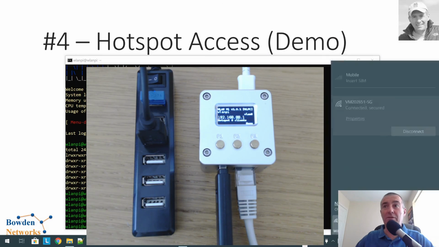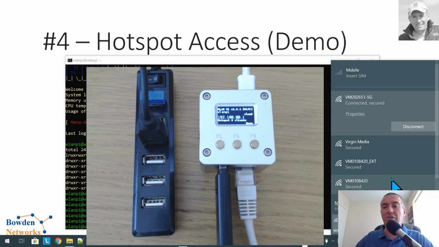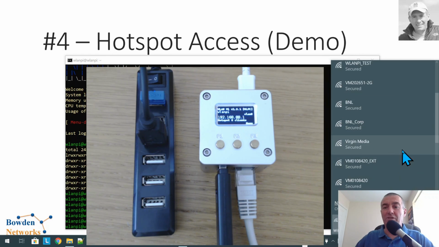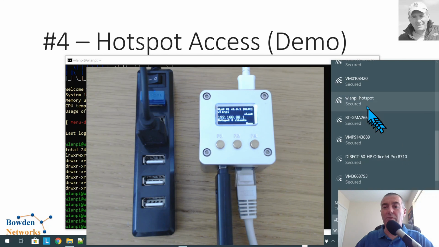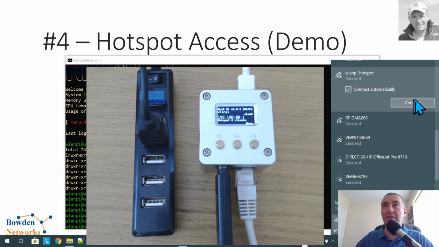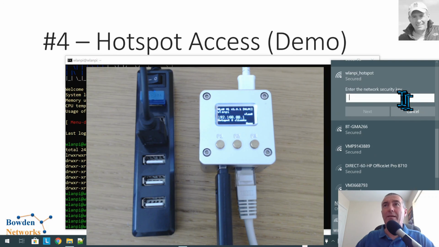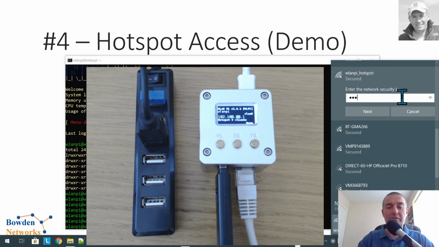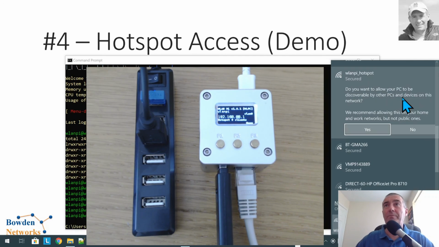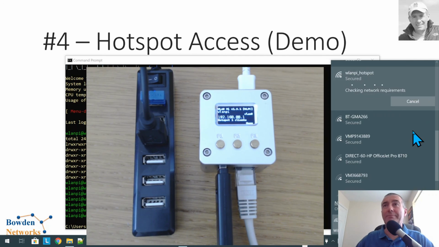So here we go. I'm just going to bring up the networking connections and just see if I can see that. Here we go. We've got WLAN Pi hotspot, so I'll click on that and do connect. Okay, it's asking for the key, Wi-Fi pros. We don't want anybody else to see that. And that'll just take a few seconds to join there. And we can see on the front panel of the WLAN Pi now, it's showing one client actually connected.